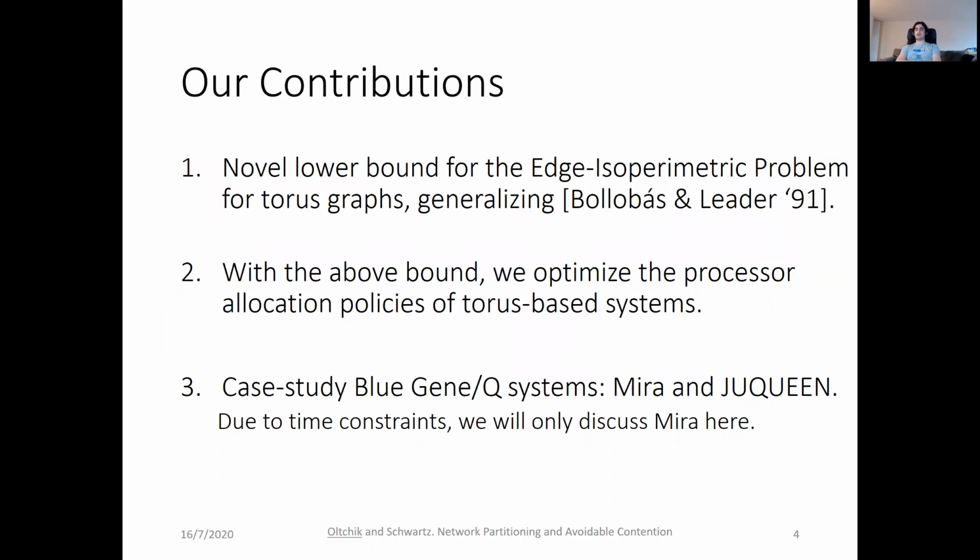So let's outline our contributions. First, we introduce a novel lower bound for the edge isoperimetric problem for torus graphs, generalizing a result by Bollobás and Leader. Using the above bound, we optimize the processor allocation policies of torus-based systems, and we conduct a case study of Blue Gene/Q systems, Mira and Juqueen. However, due to time constraints, I will only be able to discuss Mira today.